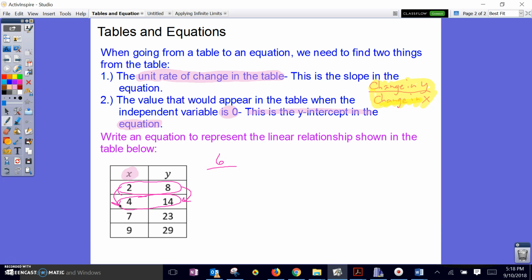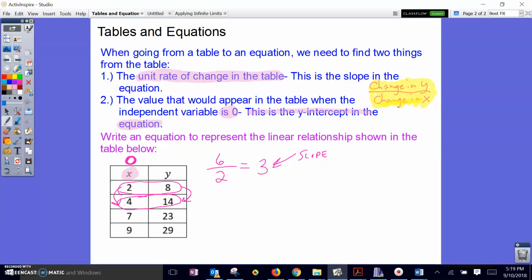I'm going to find the same change in the x values. As I go from 2 to 4, I increased by 2. And so my unit rate of change here, I'm going to take 6 divided by 2. It's going to give me 3. This is my slope.